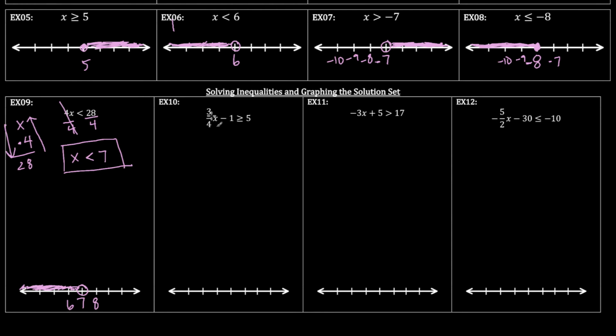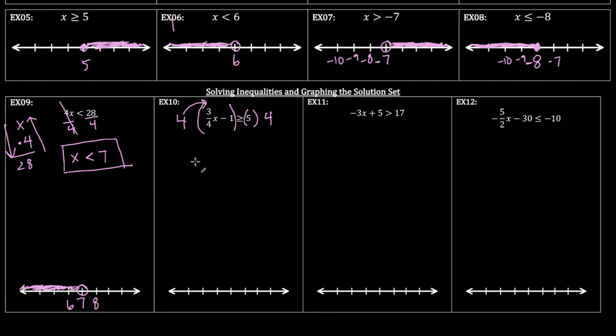So in this problem, this example number 10, we have a fraction. Remember how in the equations, whenever we had a fraction, we would multiply the entire equation by the denominator. We would do the same thing here. So we're going to multiply each side by the denominator, which is 4. So multiply both sides of the inequality times 4.